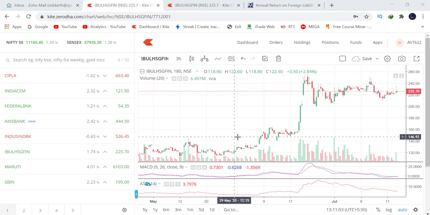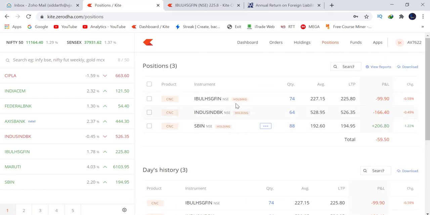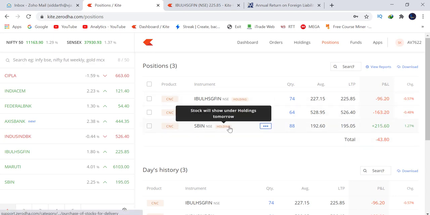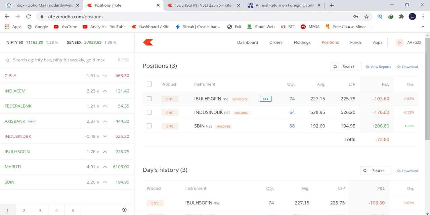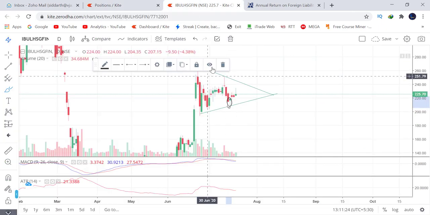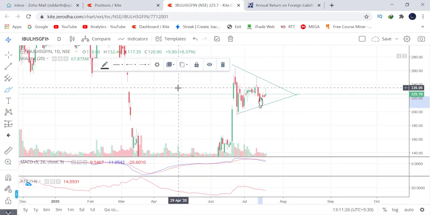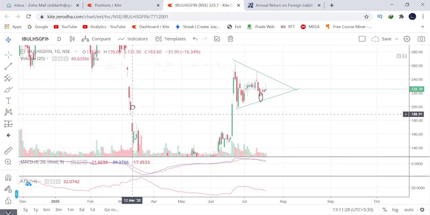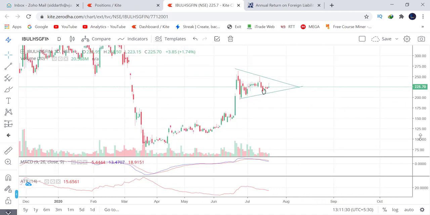Hey guys, welcome back to another video, and here I'll be analyzing Indiabulls Housing Finance and how I traded that. Currently I have taken three trades: Indiabulls Housing Finance, IndusInd Bank and SBIN, and it is currently running at a very small loss, I think 0.64%, and my target is around 5 to 6%. So let me show you how I was looking at this trade.